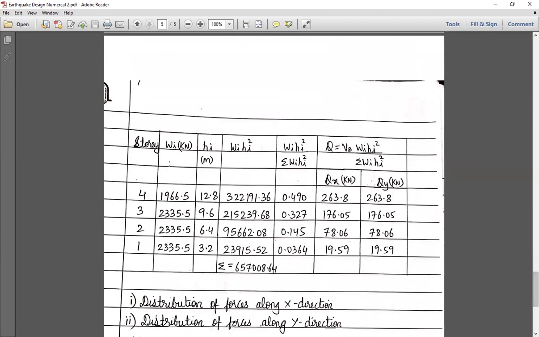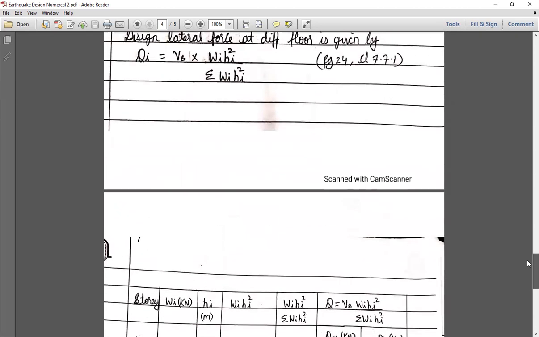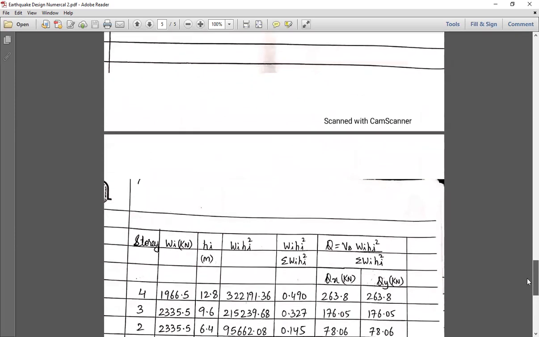Here you can see Wi is the total seismic weight on the roof floor, which is 1966.5, and on each floor it is 2335, which we have already calculated. This is the height, total height at the roof is 12.8, and so on. And this is the value of Wi into Hi square. If you multiply Wi with Hi square, you will get this value. The next term is the ratio Wi into Hi square upon summation of Wi into Hi square. So this ratio is nothing but this column.